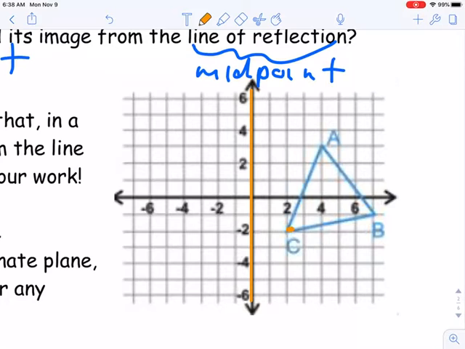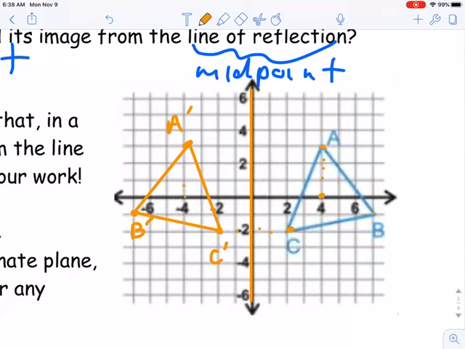So C is 2 to the right, so C prime will be 2 to the left. B is 7 to the right, so 7 to the left. All right, and you can even just tell by looking at the coordinates, like we're here at 4, so A is 4 to the right, so A prime will be 4 to the left, and that's it.